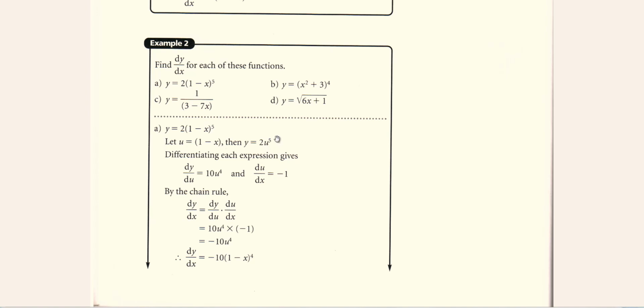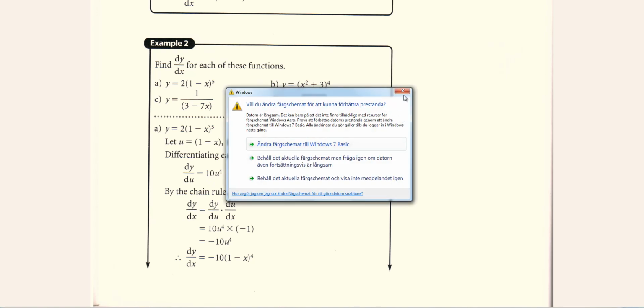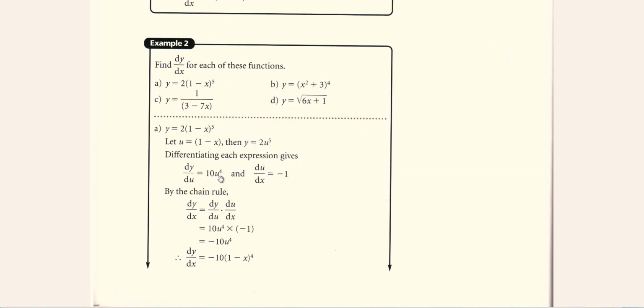So we move down the 5 in front of the 2. 5 times 2 is going to be 10. 10u, and then we have to decrease 5 by 1. 10u to the power of 4. That's the derivative of this function. Then we have to find the derivative of the inner part, so to speak, or the derivative of u.